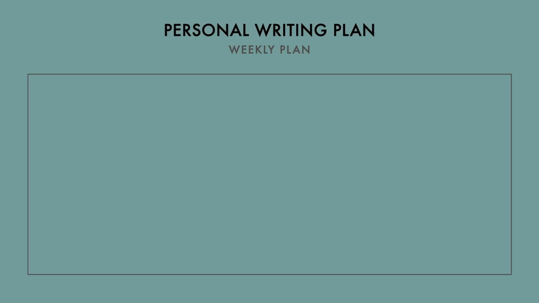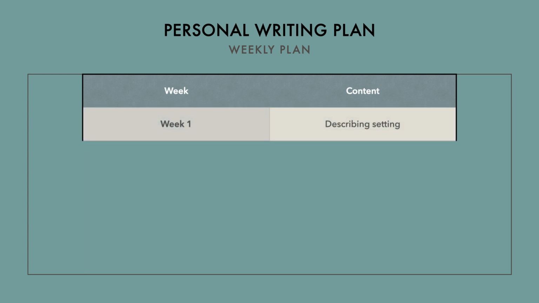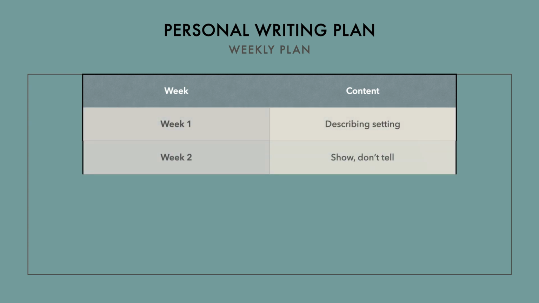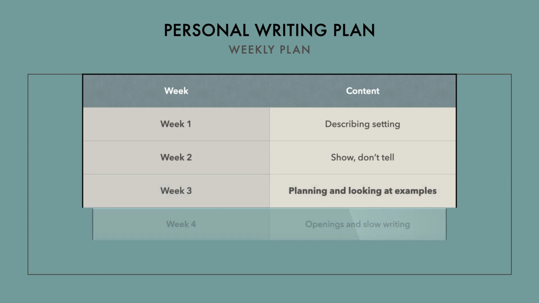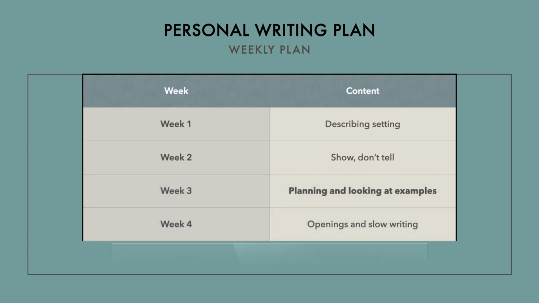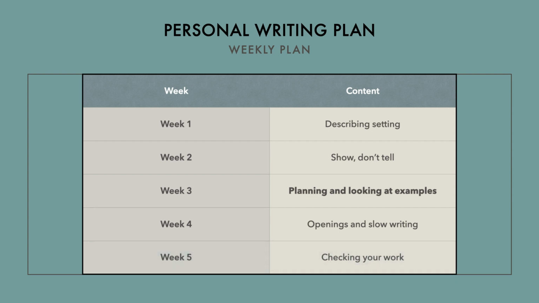Let's go over what our weekly writing plan is from the last few weeks. If you remember, week one we looked at describing setting, week two we looked at show, don't tell. Last week we looked at planning and looking at examples. This week we're going to look at how to open our essay and use the slow writing method. And then next week we're actually going to start writing our essay and think about how to check our work.